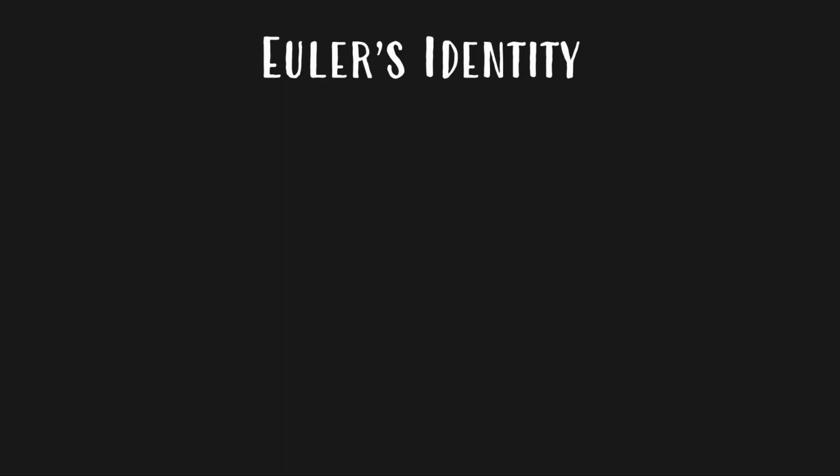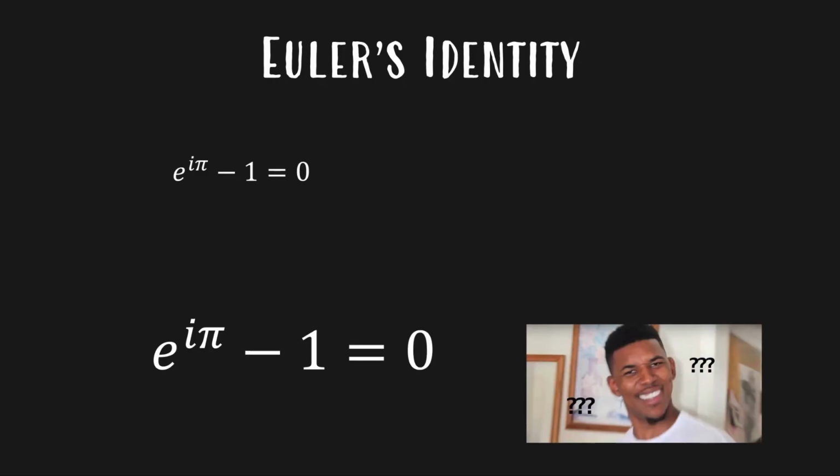Last but certainly not least is an equation that people in classrooms across the globe are currently pretending to understand. Euler's identity. You're telling me that the magic calculus number to the power of the magic circle number times an imaginary number minus 1 is equal to 0? And we're all just okay with that?